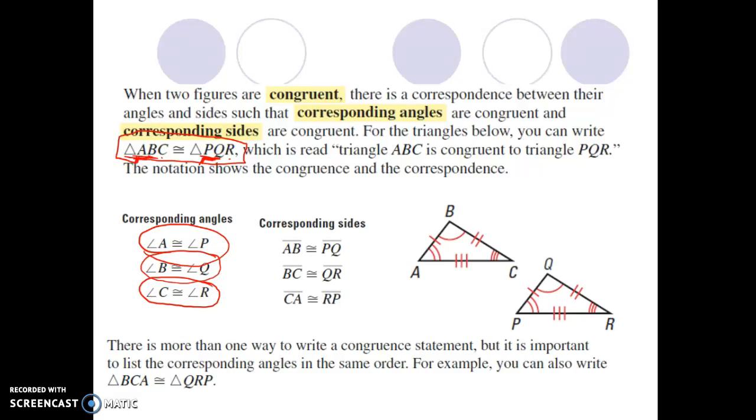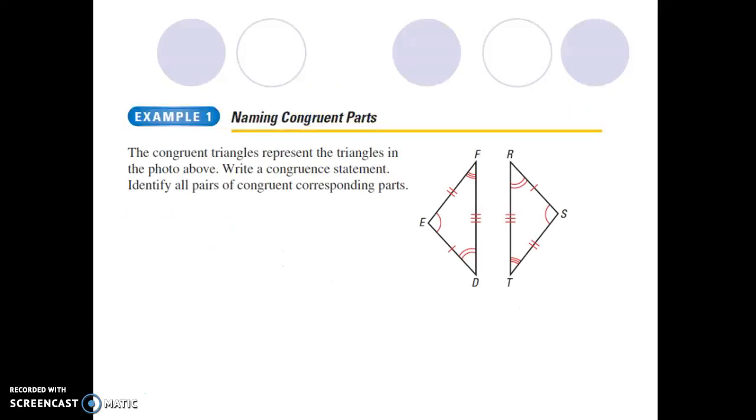And also one last thing on this is that we can change the order in which we write a congruent statement. For instance, they give us the example BCA is congruent to QRP, and that's because it doesn't matter what order I write the first one in as long as the second one corresponds. So because B is first, its corresponding part, which is Q, has to be first for the second triangle, and so on and so forth.